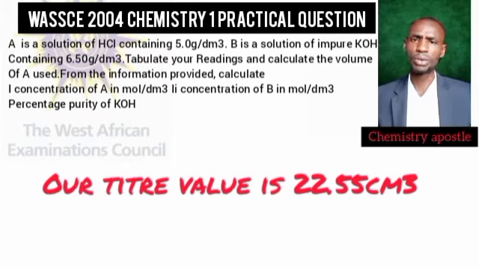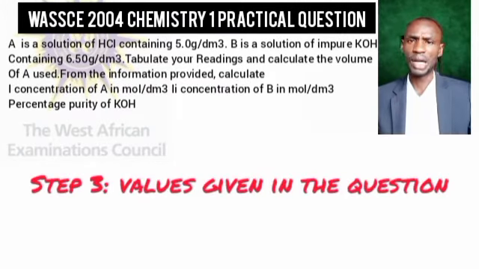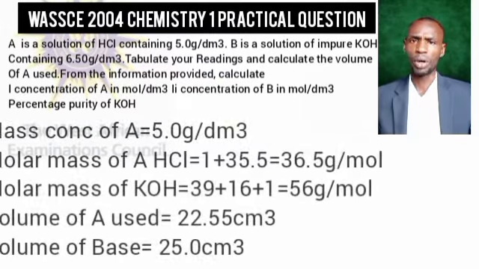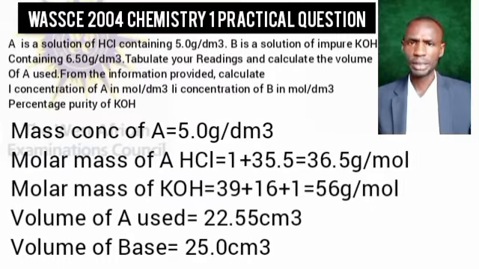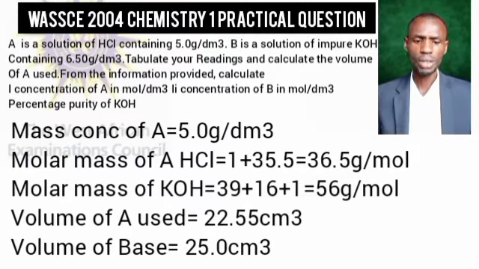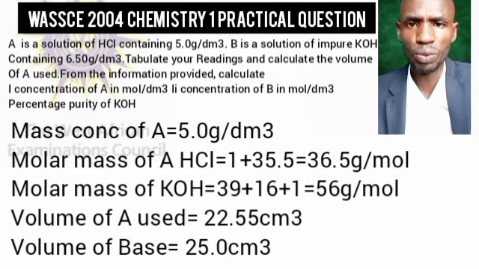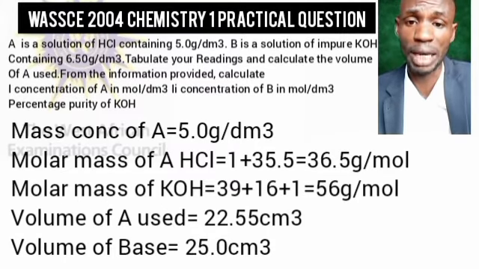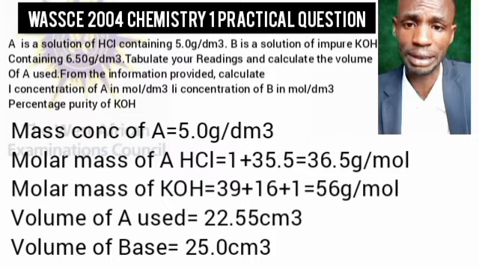The next thing we are going to do is to itemize all the values we were given in the question. We were given the mass conc of A, which is 5.0 gram per dm cube. We can easily calculate the molar mass of A, which is hydrochloric acid. And how do we calculate molar mass?